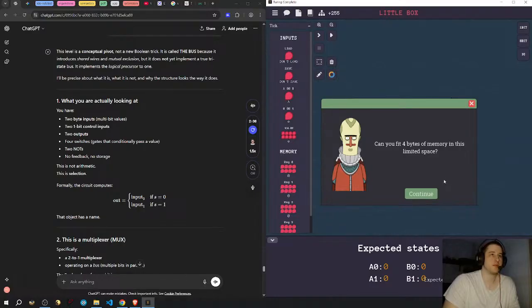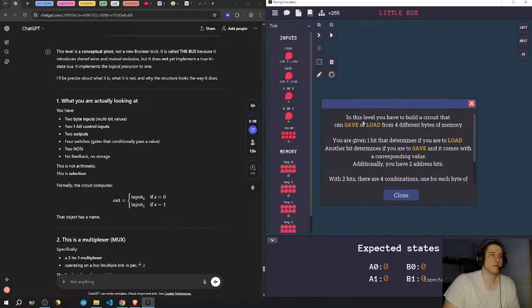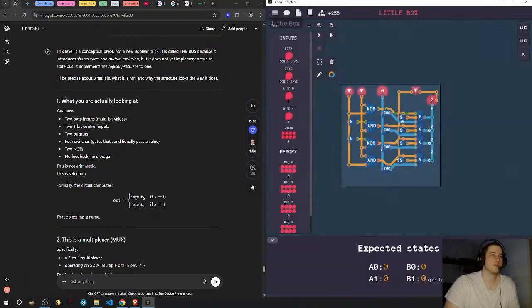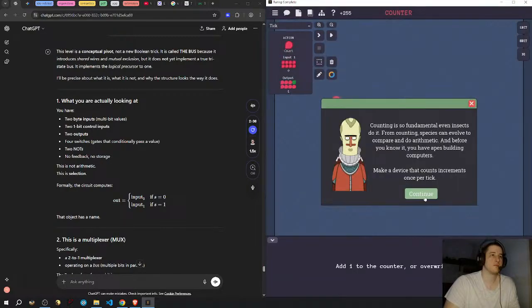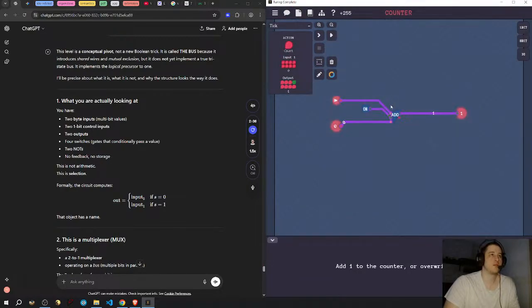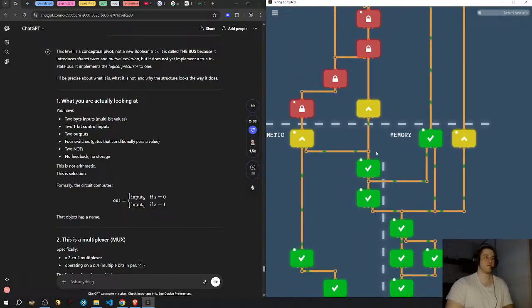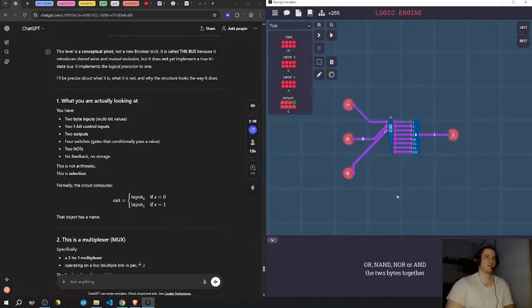With 4 bytes of memory in this limited. So I assume that this is going to be used for the RAM or something like that. Just saves memory. Yeah, the counter is the one that was very, I think the solution is very big. So I didn't want to do it. It's also going to be annoying.